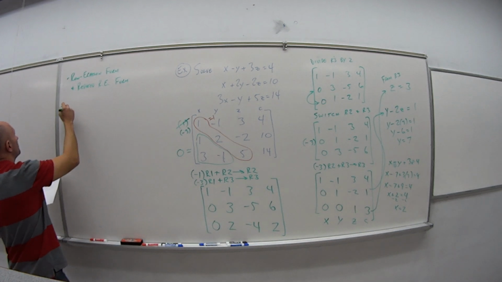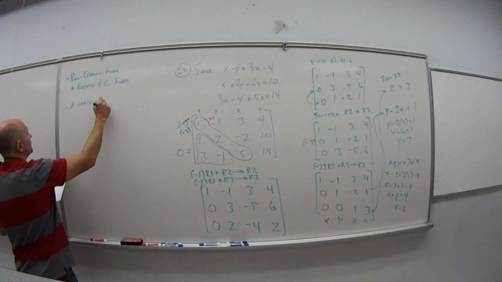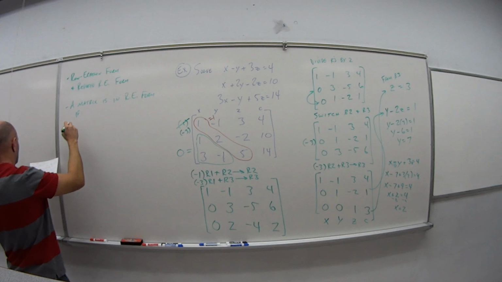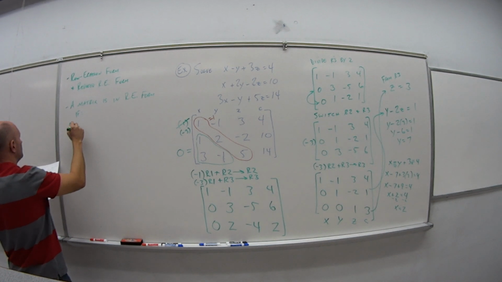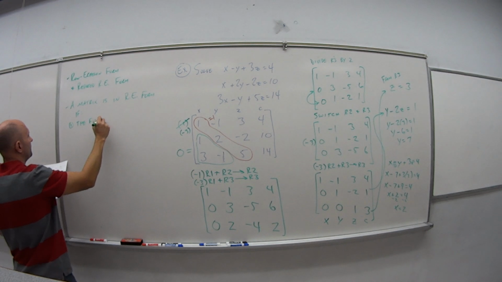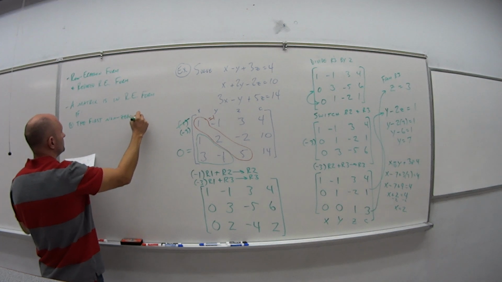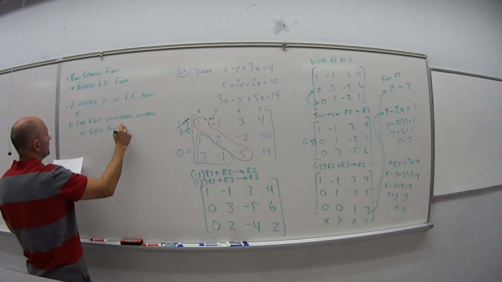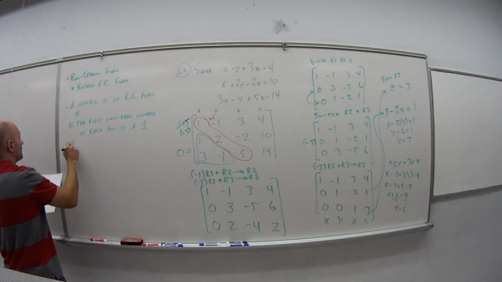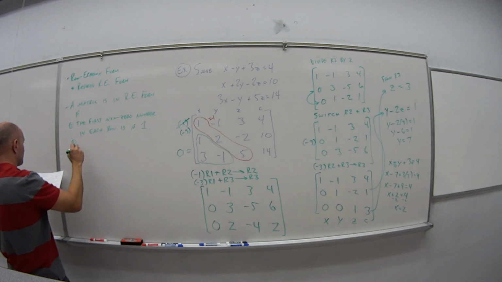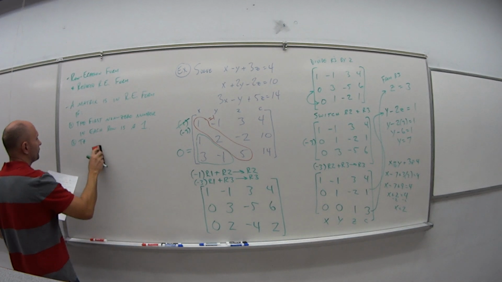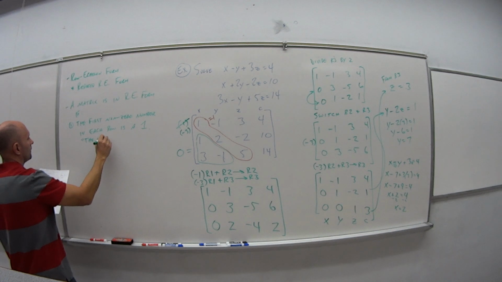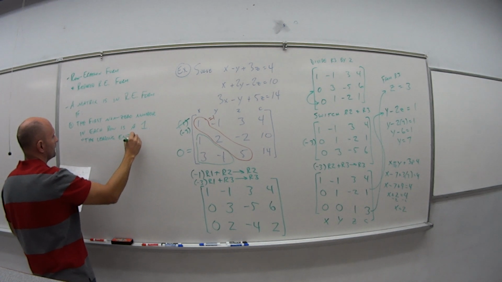So the definition: a matrix is in row echelon form if the following three things happen. The first non-zero number in each row is a 1. In number 1, each non-zero number is a 1, and this is known as the leading entry. So the first number in each row is the leading entry.